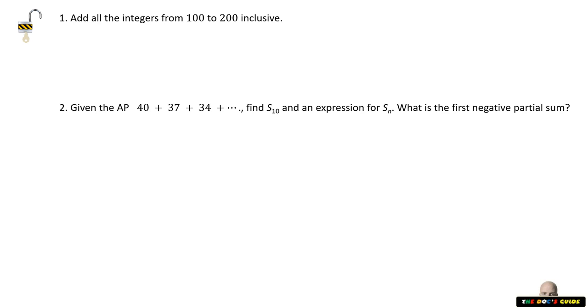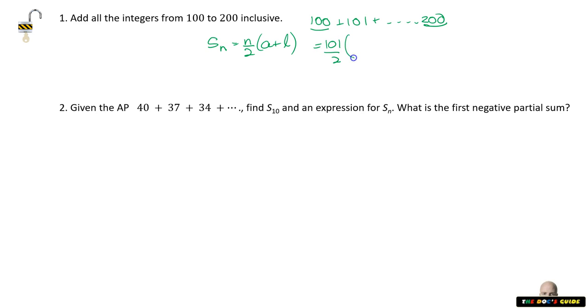Now, some typical questions. First one, add all the integers from 100 to 200 inclusive. The first step is to realise we're talking about an AP with 100 as the first term, and then 101, 102, all the way up to 200. So a is 100, the last term is 200, and we want to know how many terms we've got if we're going to use this formula, that the sum of n terms is n on 2 outside of a plus L. From 200 down to 100, we have 101 terms.